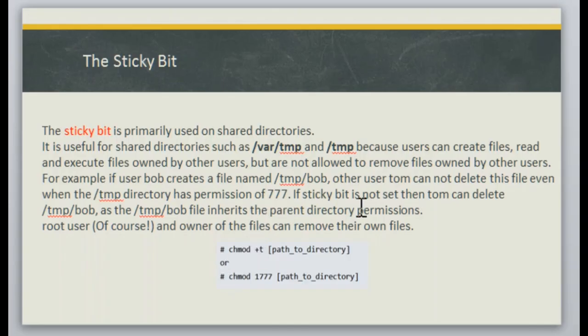If the sticky bit is not set, then Tom can delete /tmp/Bob, as the file inherits the parent directory's permissions. So if that's not set, then everything in /tmp is read, write, and execute. Anybody can delete anything. Now root user and the owner of the files can remove their own files. Obviously root user can do that because it's a super user, and basically root can do anything it would like on the system. And that's why we don't want to give people root permissions if we don't have to. So we see here below how to set the sticky bit. We can do chmod +t, or we can do a 1 in the octal form.